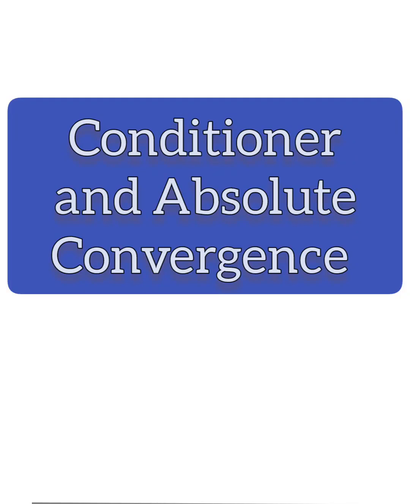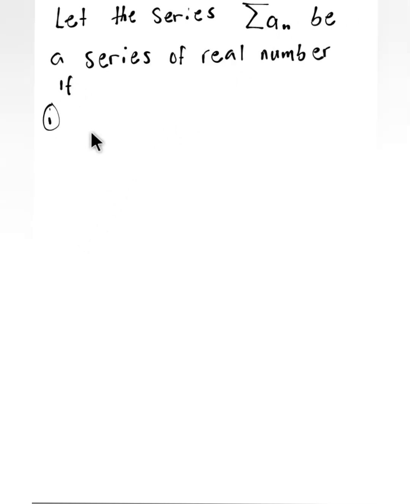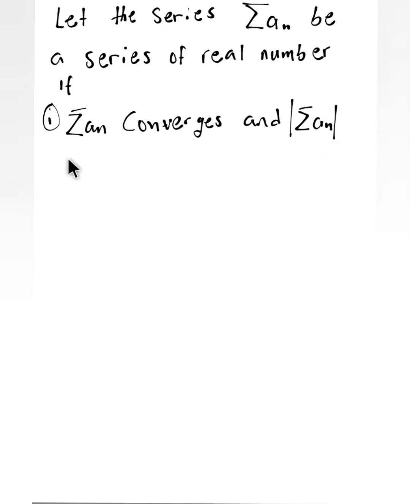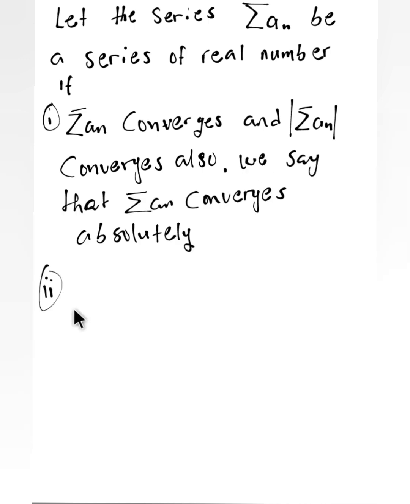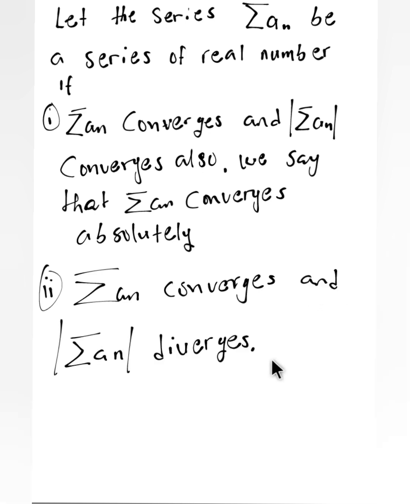Conditional and absolute convergence. Let the series, the summation of an, be a series of real numbers. If the summation of an converges, then the summation of the absolute value of an converges also, and we say that the series converges absolutely. If the summation of an converges, and the summation of the absolute value of an diverges, we say that the series converges conditionally.